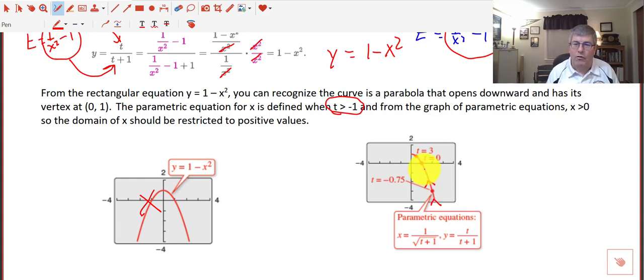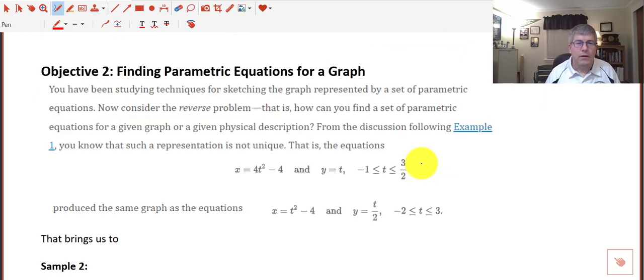Our graph curve moves in this direction. T equals -1, or t equals -3/4, t equals 0, t equals 3. That is our curve. Our second objective, find the parametric equations for a graph.